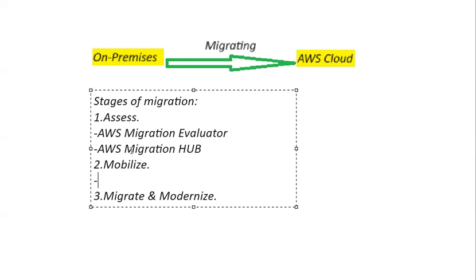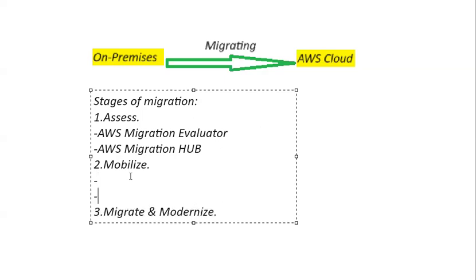After this, for mobilize, you need to perform two things. First, you need to know the services that you want to create. And second, you need an organizational structure. In order to create an organizational structure, you use AWS Control Tower.